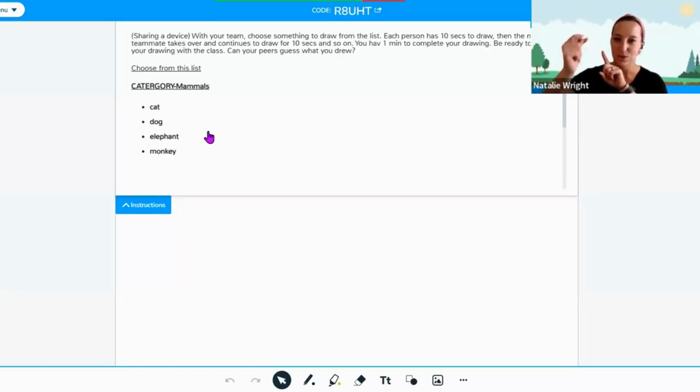They're going to start. As soon as that 10 seconds is up, so don't put a timer on Nearpod, just time it yourself, that student has to go back to the end of the line. Student number 2 has to come and continue the drawing of the elephant. So we have 5 students working on drawing an elephant. And then you can share with your class. Can they guess what they drew?